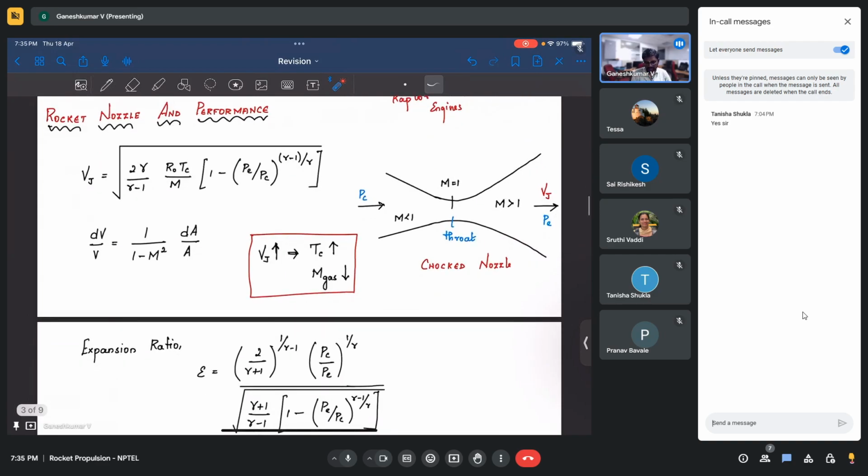Anyway, and then we have rocket nozzle and performance. So basically, we understood that I need a rocket and it should produce this much thrust to put a satellite into orbit, and also its performance is defined by ISP. Now, if I want to produce this much thrust, what should I do with the rocket? How should I design the rocket? Right, and the first part that comes is the nozzle.